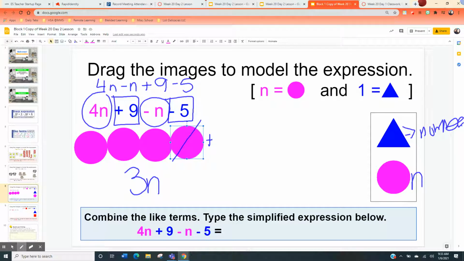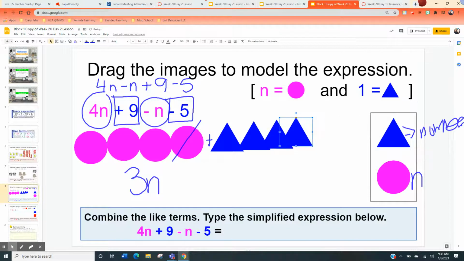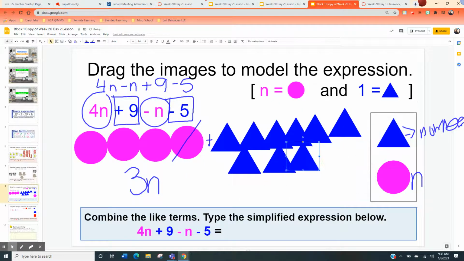So remember, my numbers are my triangles. So I'm going to drag over 9 triangles. 1, 2, 3, 4, 5, 6, 7, 8, 9. And I'm going to take away 5 or minus 5. So I'm going to, let me pick a different color. I'm going to do 1, 2, I don't like that one either. 3, 4, 5. So Randy, how many triangles do I have left?